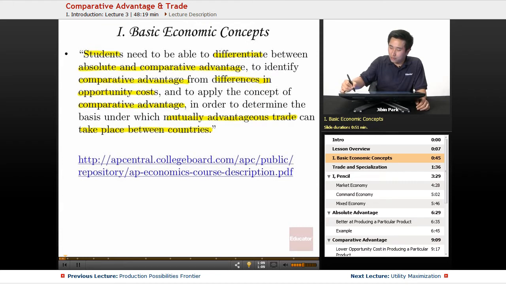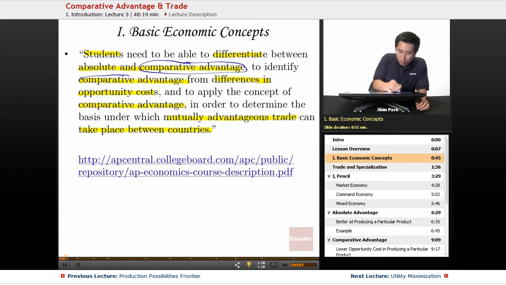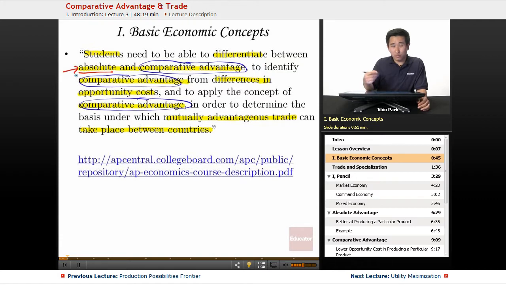Again, if you look at this whole idea, the more important of the two advantages between absolute and comparative, notice that comparative advantage is used 1, 2, 3 times there, whereas absolute advantage is only mentioned that one time. So it's good to know what absolute advantage is, absolutely, but comparative advantage is really the basis of mutually beneficial trade.